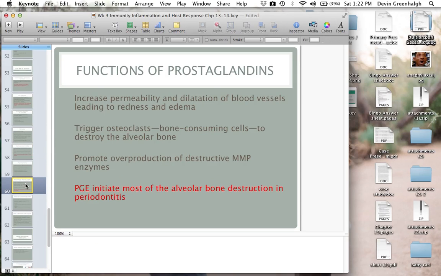So what do prostaglandins do? They increase permeability and dilation of blood vessels, leading to redness and edema. They trigger osteoclasts, bone-consuming cells, to destroy the bone. They promote overproduction of destructive MMP enzymes. Bolded in red, the most important thing of prostaglandins: they initiate most of the alveolar bone destruction in periodontitis. So cytokines were tissue destruction. Prostaglandins are alveolar bone destruction.